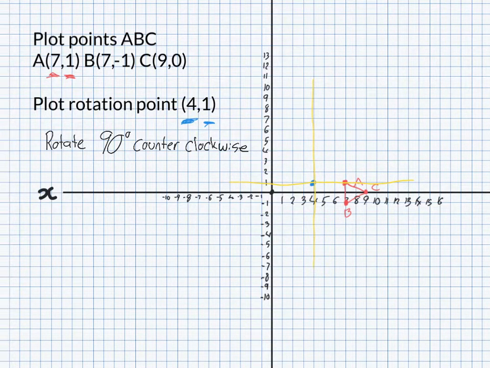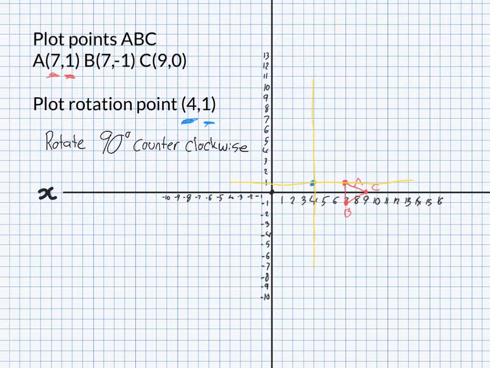I want you to look at A. We're going to go 90 degrees counterclockwise. We know that clockwise goes around like this, and counterclockwise goes the opposite. It goes around like this. So if I want to move this shape, which is in this quadrant, counterclockwise, it's now going to go into this quadrant.